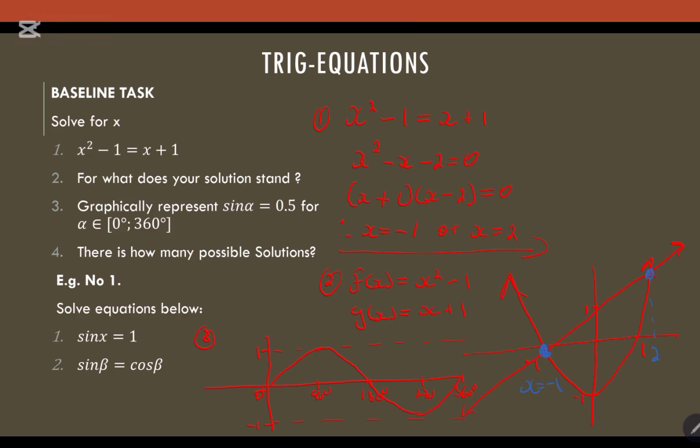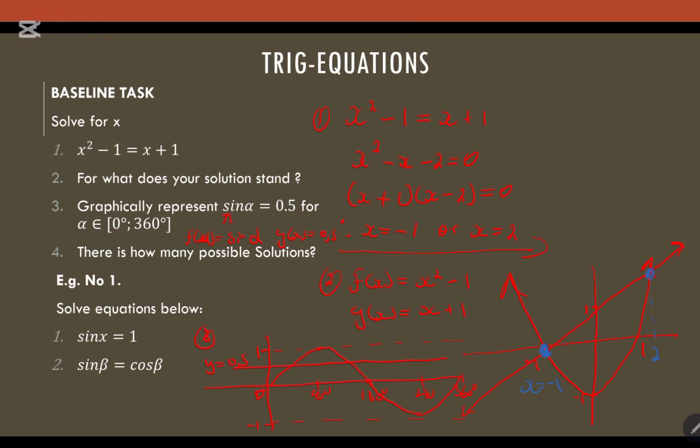So this is the graph of sine alpha. I'll also give it a name. So I'll call this f of alpha is equal to sine alpha, and the constant line is g of x is equal to 0.5. So the line y is equal to 0.5 will therefore be this one. So this is the line y is equal to 0.5.